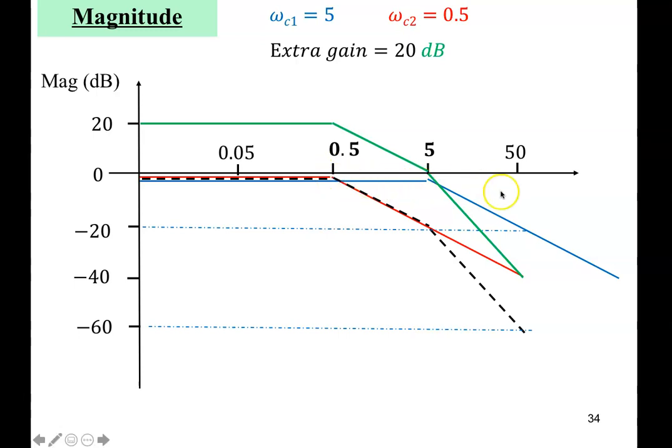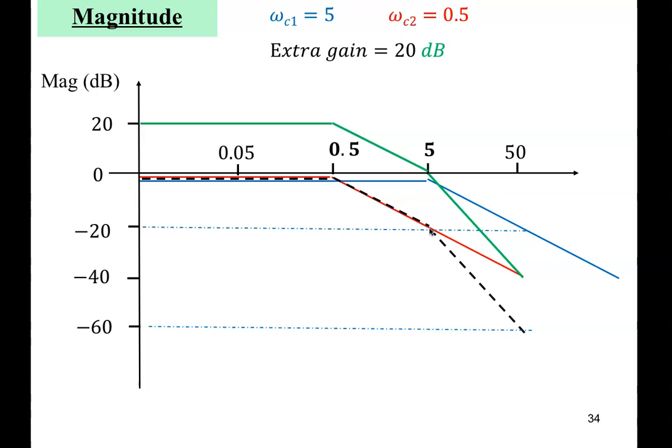Then I move to the next division. When frequency equals 5, the blue line, that's G1, is still 0, but the red line for G2 is minus 20 dB. So 0 plus minus 20 dB will give you minus 20 dB. So you draw a dot there, and you connect from this 0 dB to here.